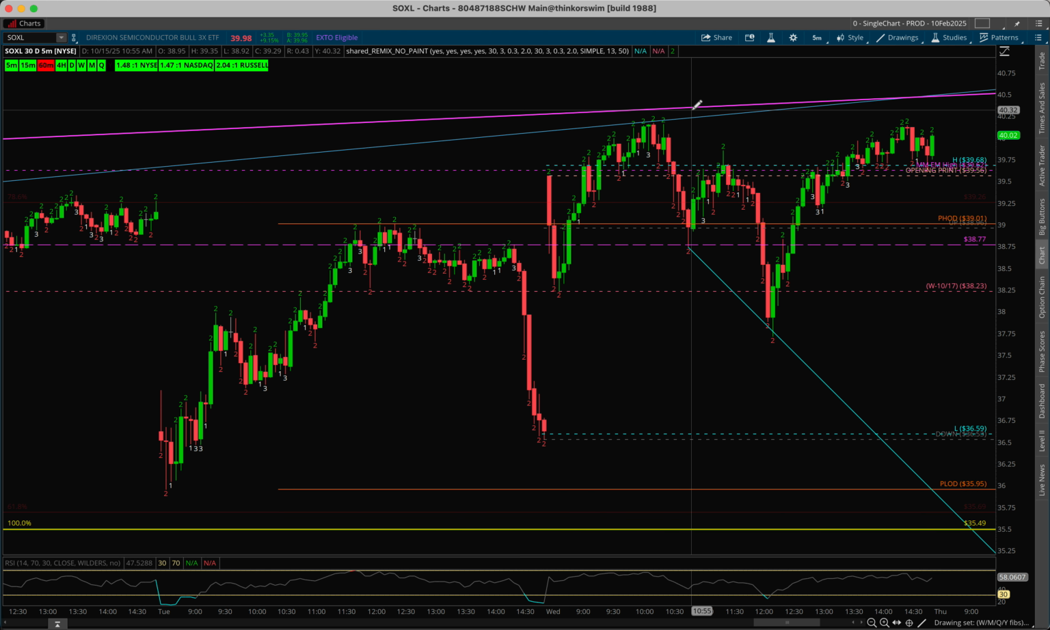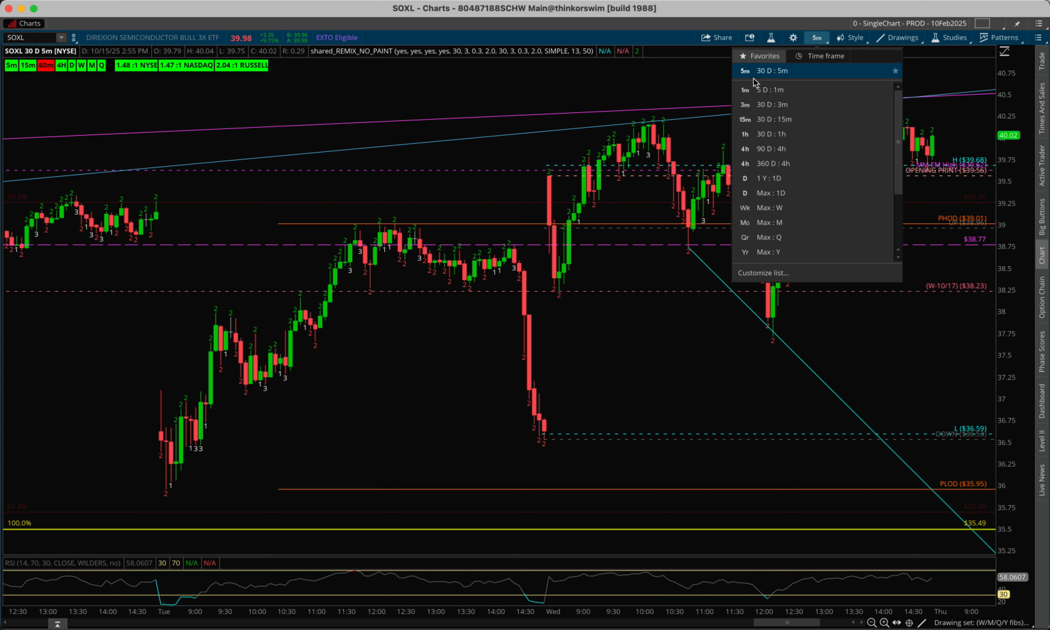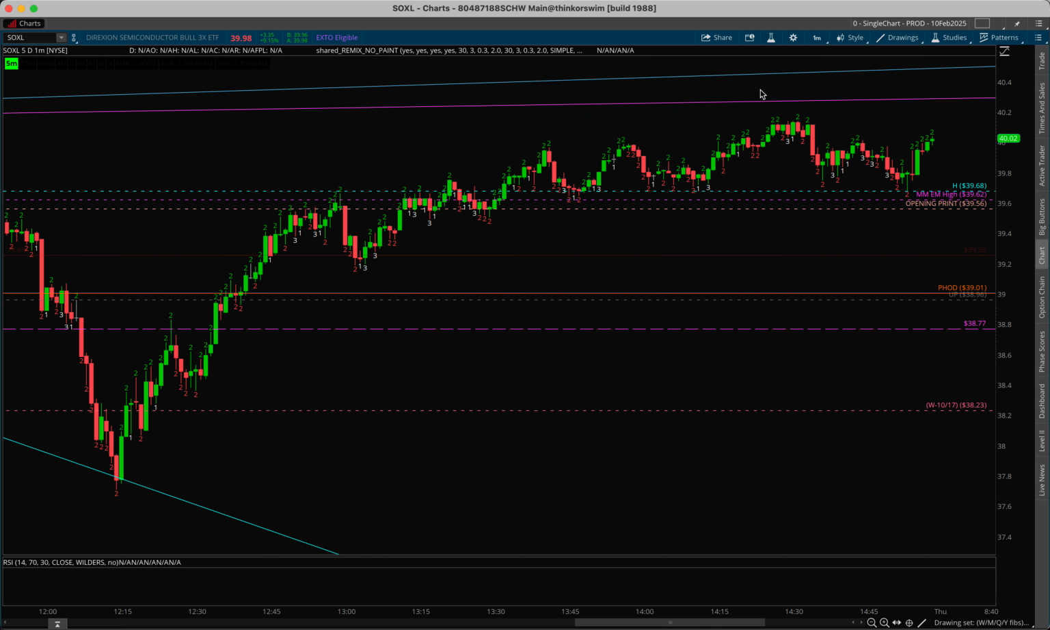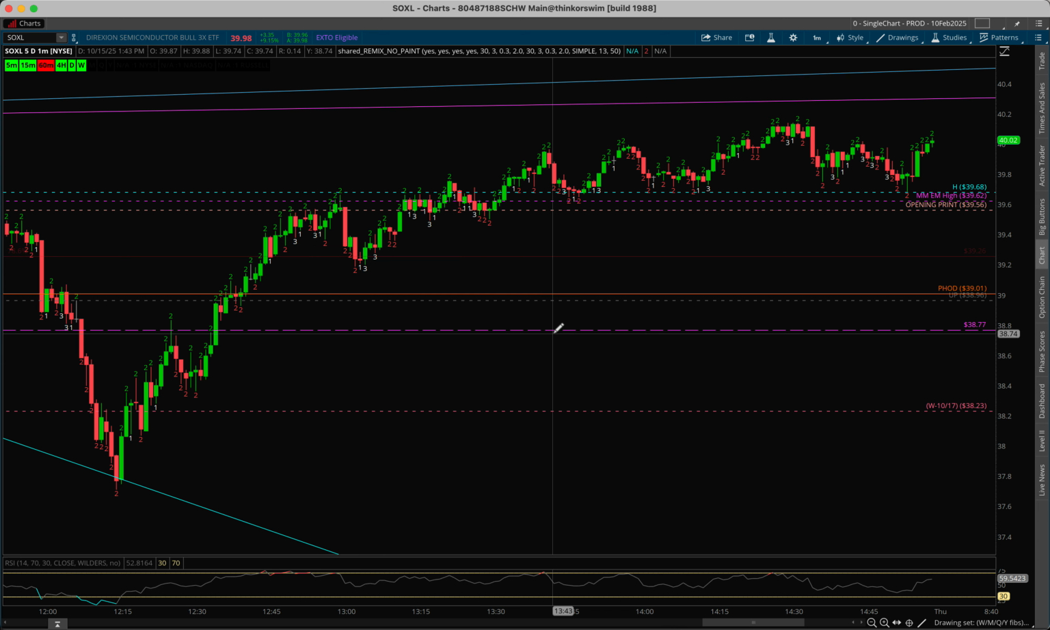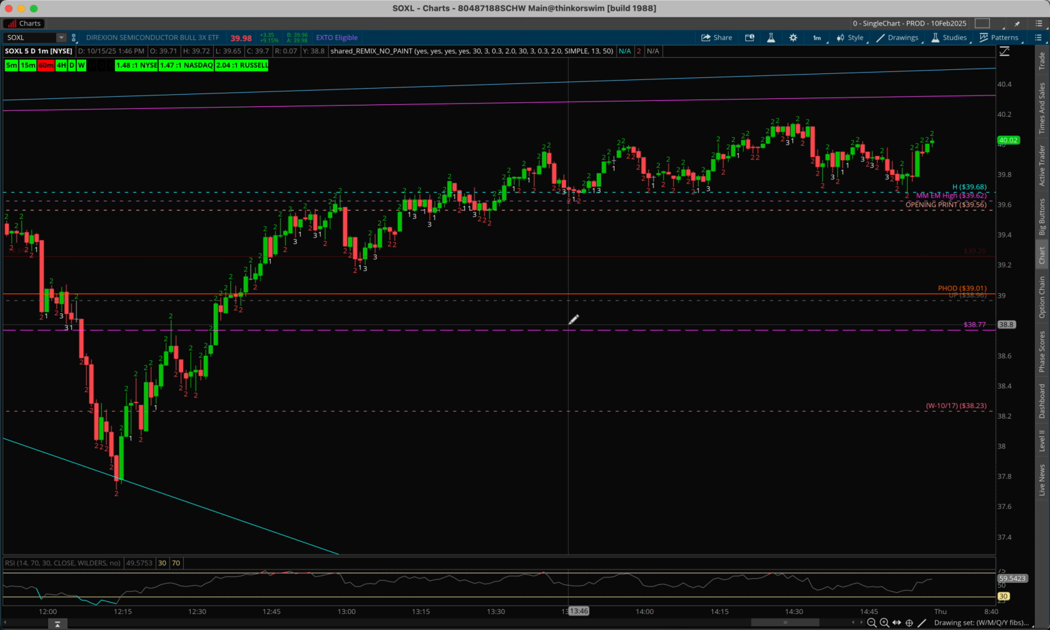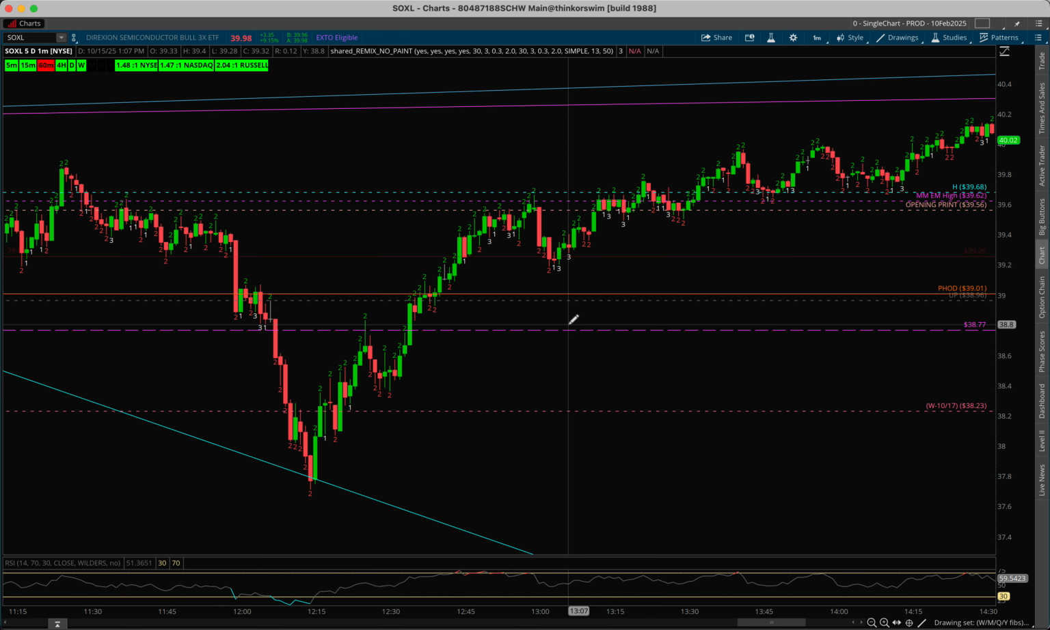But again, that weekly broadening formation came into play. It did finally reject off of here, and once we got the lower low, we were able to exit the runners. At that time, we went down to the 1 minute to get the exit, and there was a lower high on the 1 minute right at opening print.